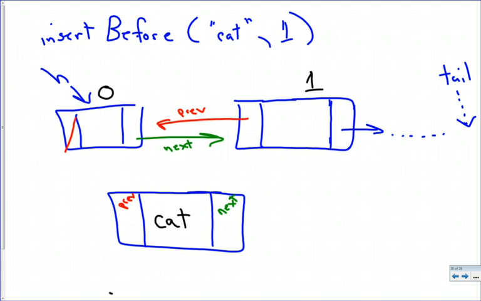So let's think about the connections we have to adjust. In order to insert before spot 1, we need to find spot 1. Luckily, we've already got a method that can do that. We have this method called getNode, which will give us a reference to something maybe called node or current or something like that. We'll be able to get that spot 1.